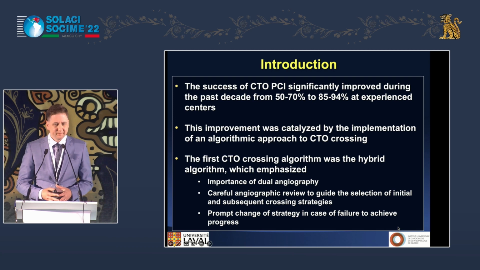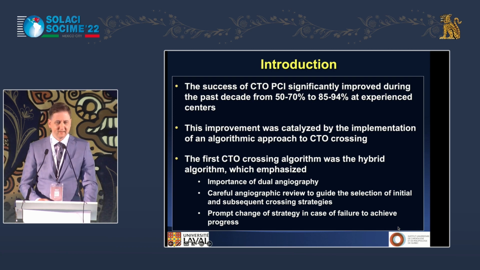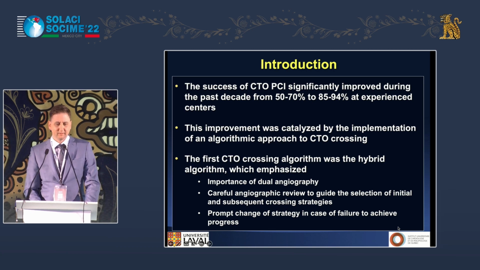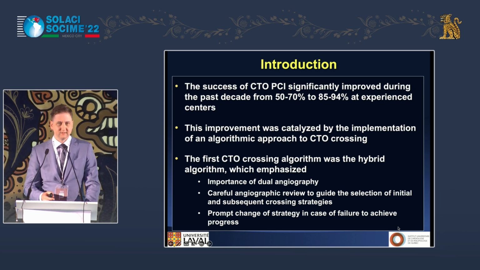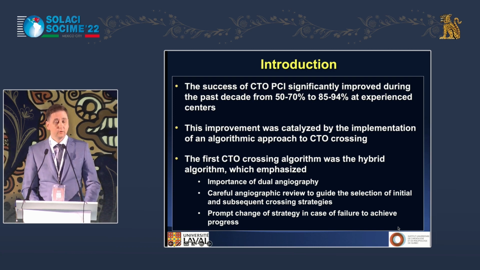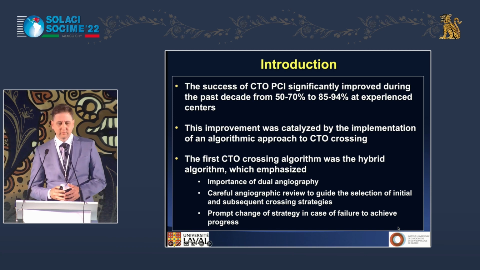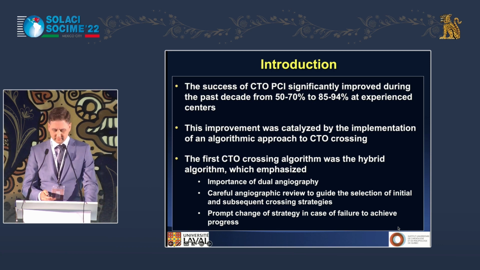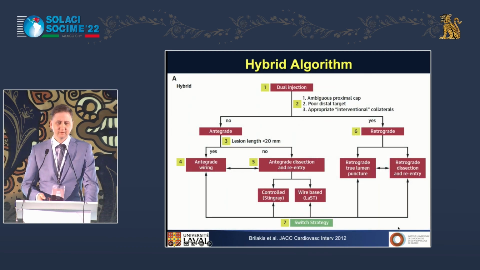The success of CTO PCI significantly improved during the past decade, from 50 to 70% to 85 to 94% at experienced centers. And this improvement was catalyzed by the implementation of an algorithmic approach to CTO crossing. The first CTO crossing algorithm was the hybrid algorithm, which emphasized dual angiography, careful angiographic review, and rapid change of strategy in case of failure to achieve progress.